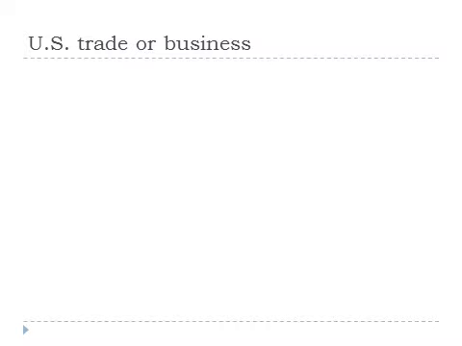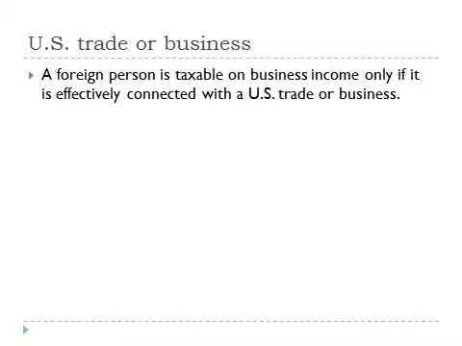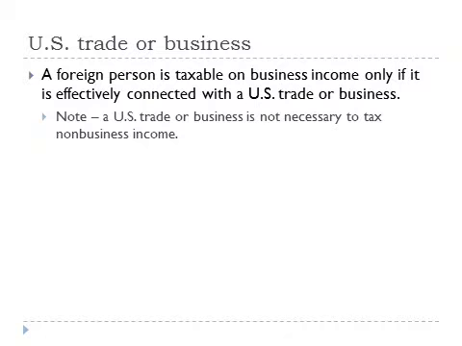The next topic of study is the existence of a U.S. trade or business. A non-resident alien or foreign corporation is usually taxable in the United States on business income only when that income is effectively connected with the conduct of a U.S. trade or business. Ordinarily, we have to know when a U.S. trade or business exists. Note that a U.S. trade or business is not necessary for taxation of non-business income. It is only necessary that the non-business income be sourced in the United States.